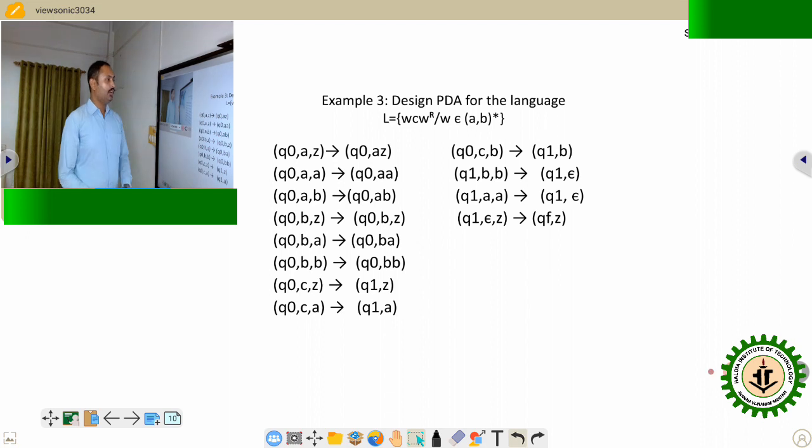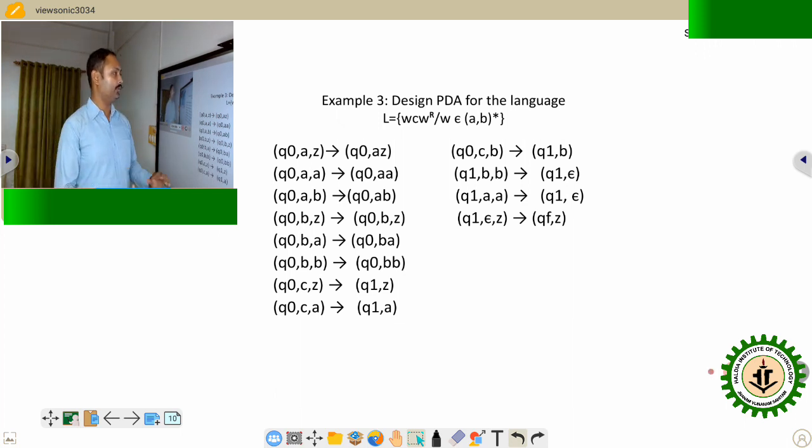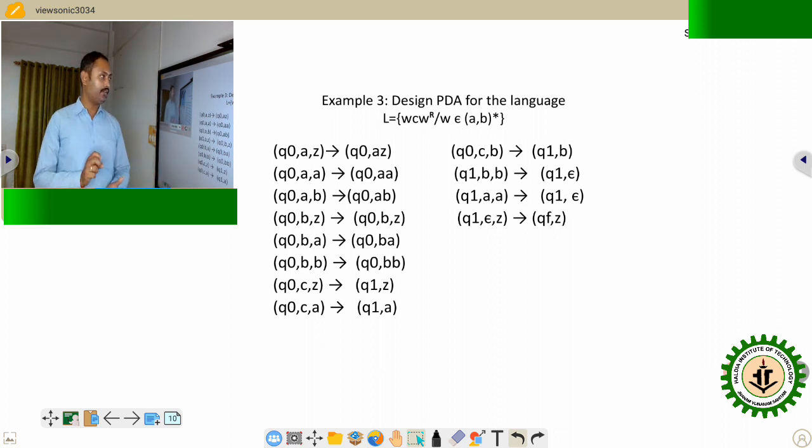Now the third problem says to design a pushdown automata for this language. W C W^R means W is a string and W^R is the reverse of the string, and C is the notation by which we can point out where the end of the string is. So these types of strings we have to accept by using a pushdown automata. So these are the possible solutions, or possible transitions.